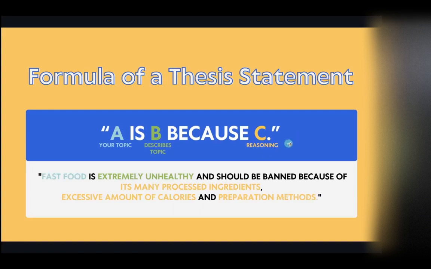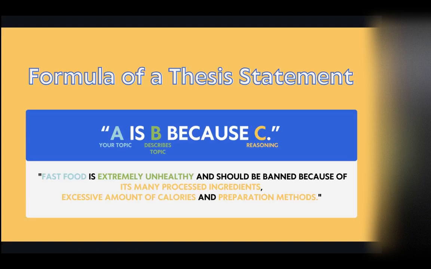Fast food is extremely unhealthy and should be banned because of its many processed ingredients, excessive amount of calories, and preparation methods. So in here, as you can see with the colors, the A, the topic, is fast food. So fast food is the main thing that the writer will be talking about. And the B part will be describing the topic. So in here, the writer takes the stance that fast food is unhealthy and it should be banned. So that's the B part of the thesis statement here.